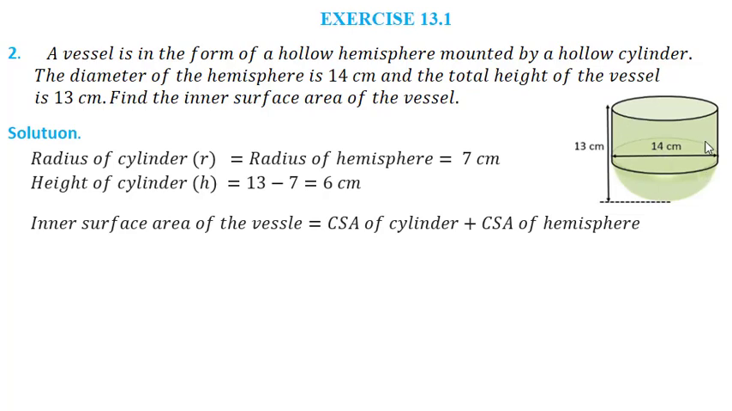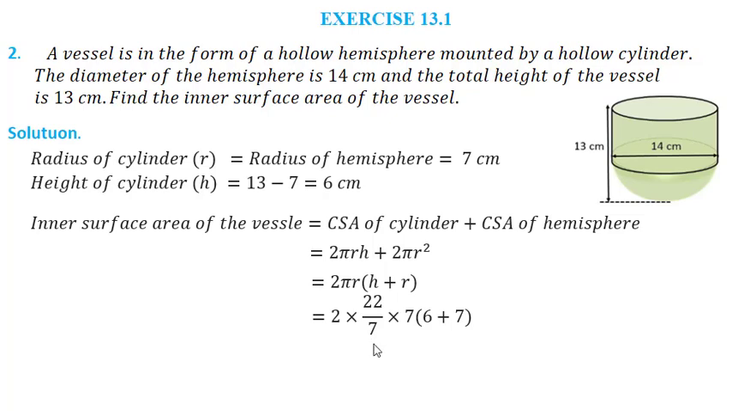Now the inner surface area of the vessel is equal to curved surface area of the cylinder plus curved surface area of the hemisphere. Now the formula for curved surface area of cylinder is 2 pi r h, plus curved surface area of hemisphere is 2 pi r square. Now if there is anything common, I will take the common part. So here in this case I have 2 pi r common and the remaining part is here h and here r.